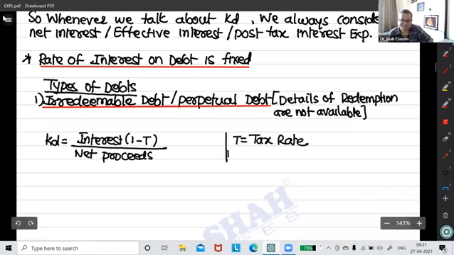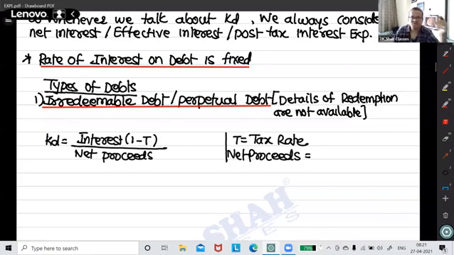Tax rate. How would you calculate net proceeds? Suppose you take a bank loan, so whatever is the amount of loan is the net proceeds, right? But if you issue debentures, then there can be some story around this net proceeds.